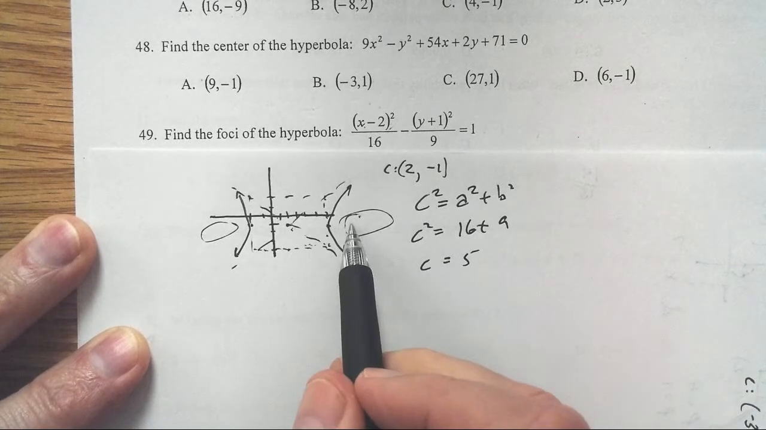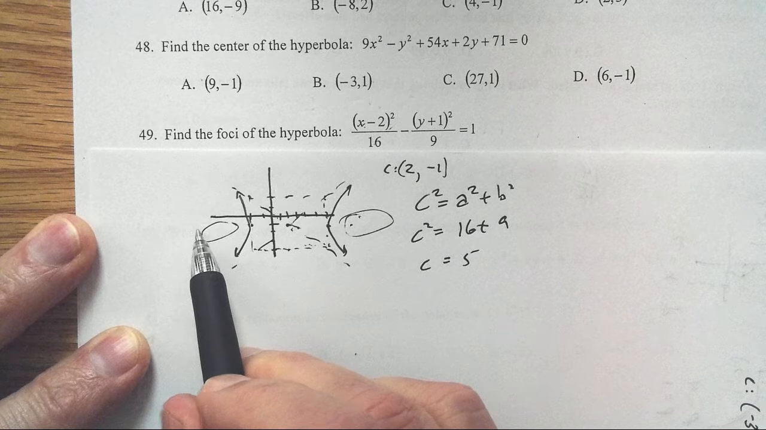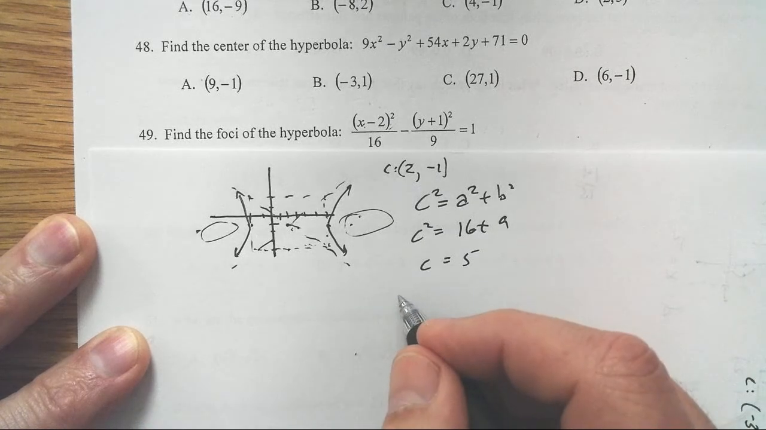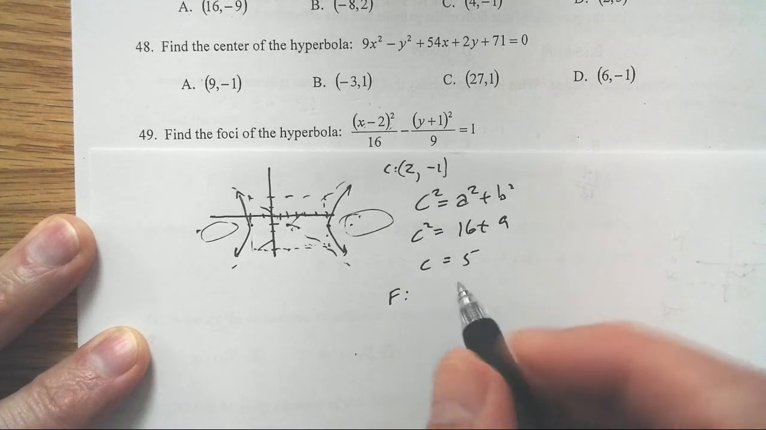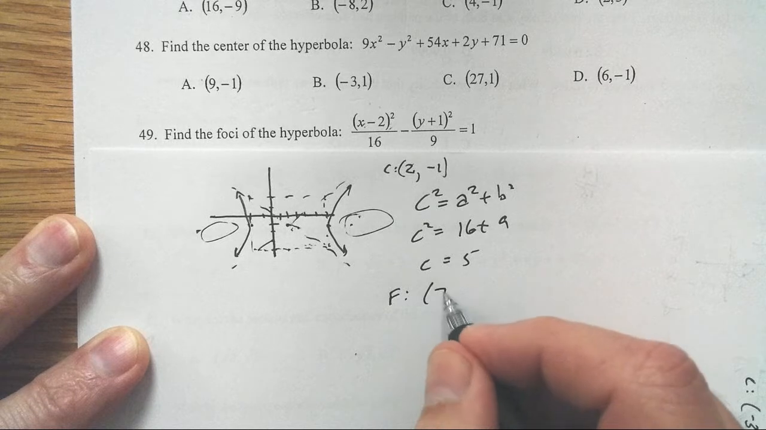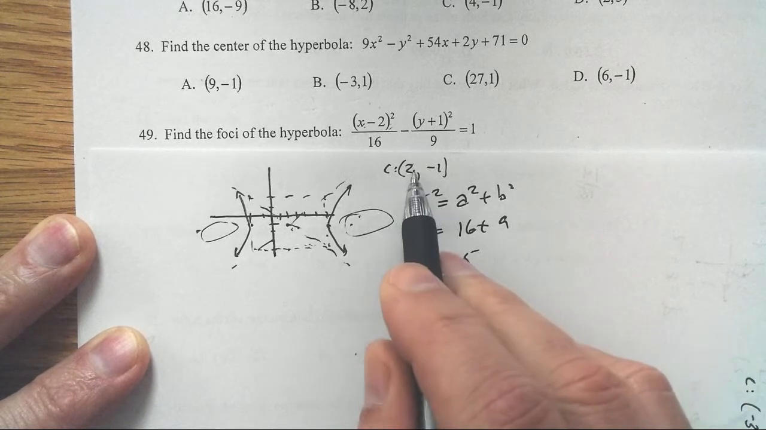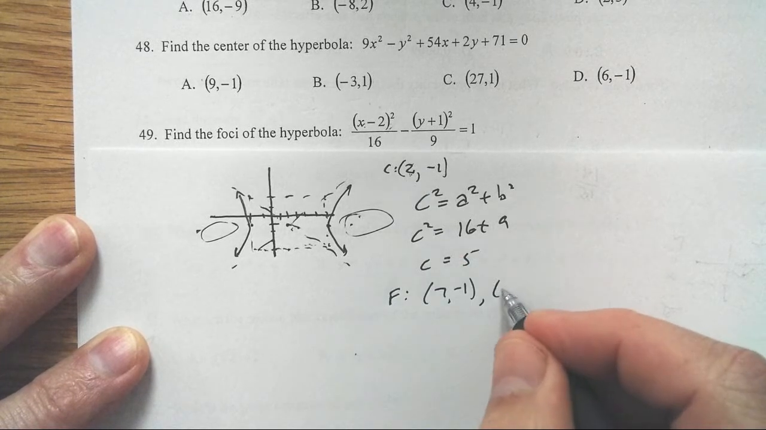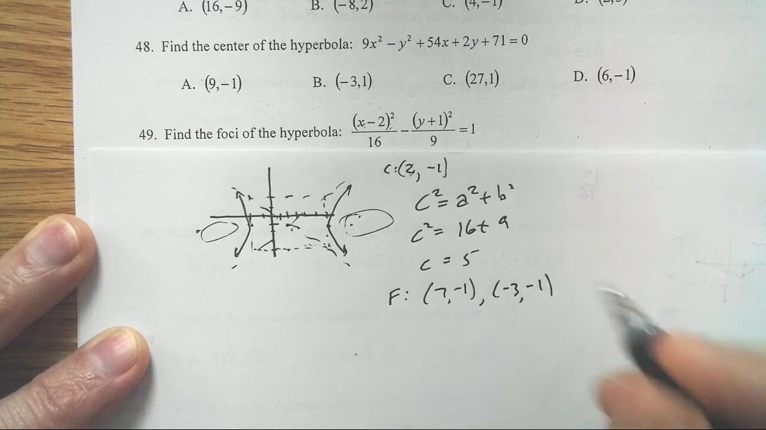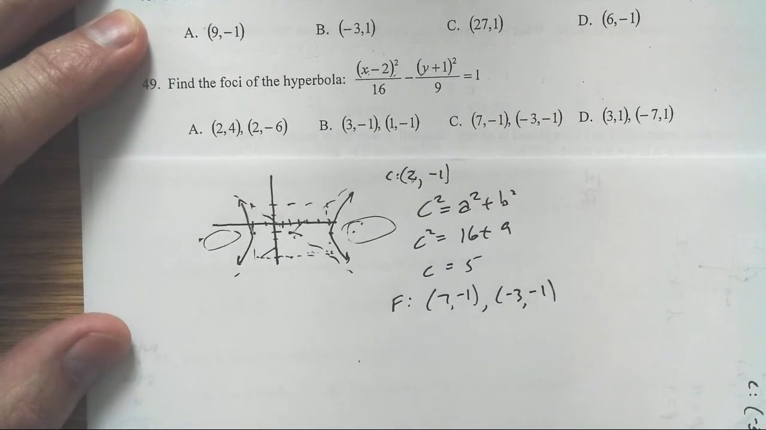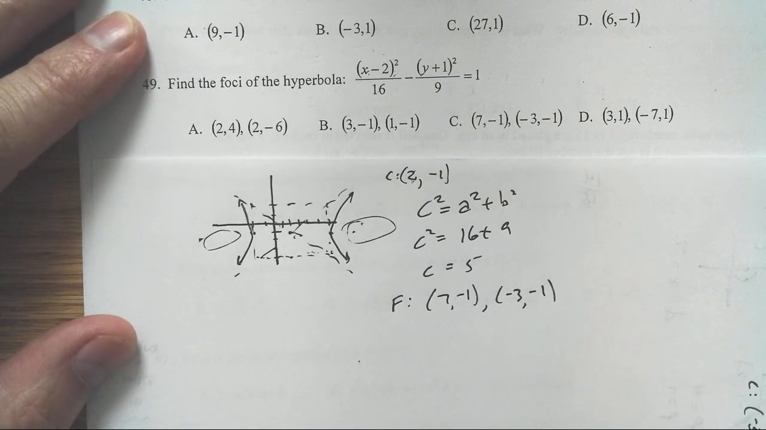So we should be to the right 5, left 5 from the center, so our foci, 5 to the right of there would be 7, negative 1. 5 to the left of 2 would be negative 3, negative 1. Or C.